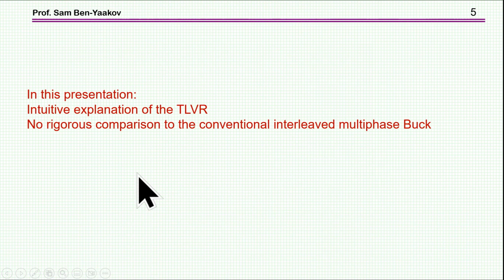So in this presentation I'm going to explain the operation of the TLVR in an intuitive way. This is the purpose of this presentation. Although I'm going to show some comparison to the conventional multiphase Buck, I'm not going to do a rigorous comparison on the same basis, same magnetics, same control, etc. This is a rather complex issue, and of course I cannot fit it into this 20-minute or so presentation. Hopefully I'll do some of it in forthcoming videos.